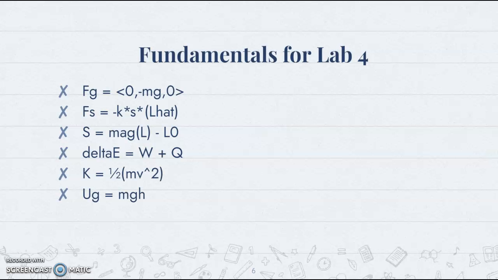We then also have the force of gravity in vector form, which is <0, -mg, 0>. The spring force, which is negative k s L hat, where s equals the magnitude of L minus L naught. The energy principle delta E equals W plus Q, the kinetic energy formula 1/2 mv squared, and the universal gravitational potential energy formula, which is U_G equals mgh.